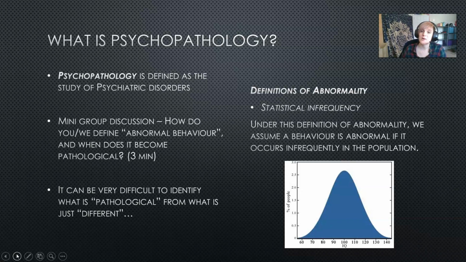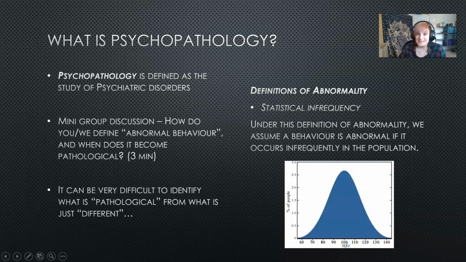One of those definitions of abnormality is statistical infrequency. Under this definition of abnormality, we assume that a behaviour is abnormal if it occurs infrequently in the population. As we can see here, we have a normal distribution curve. In this case we're looking at IQ, so some people will fall at lower ends of IQ, and some people will fall at the higher ends of IQ. But typically we have the people that fall in the middle as being the statistically frequent levels of IQ, somewhere between 80 and 120, with 100 being average.